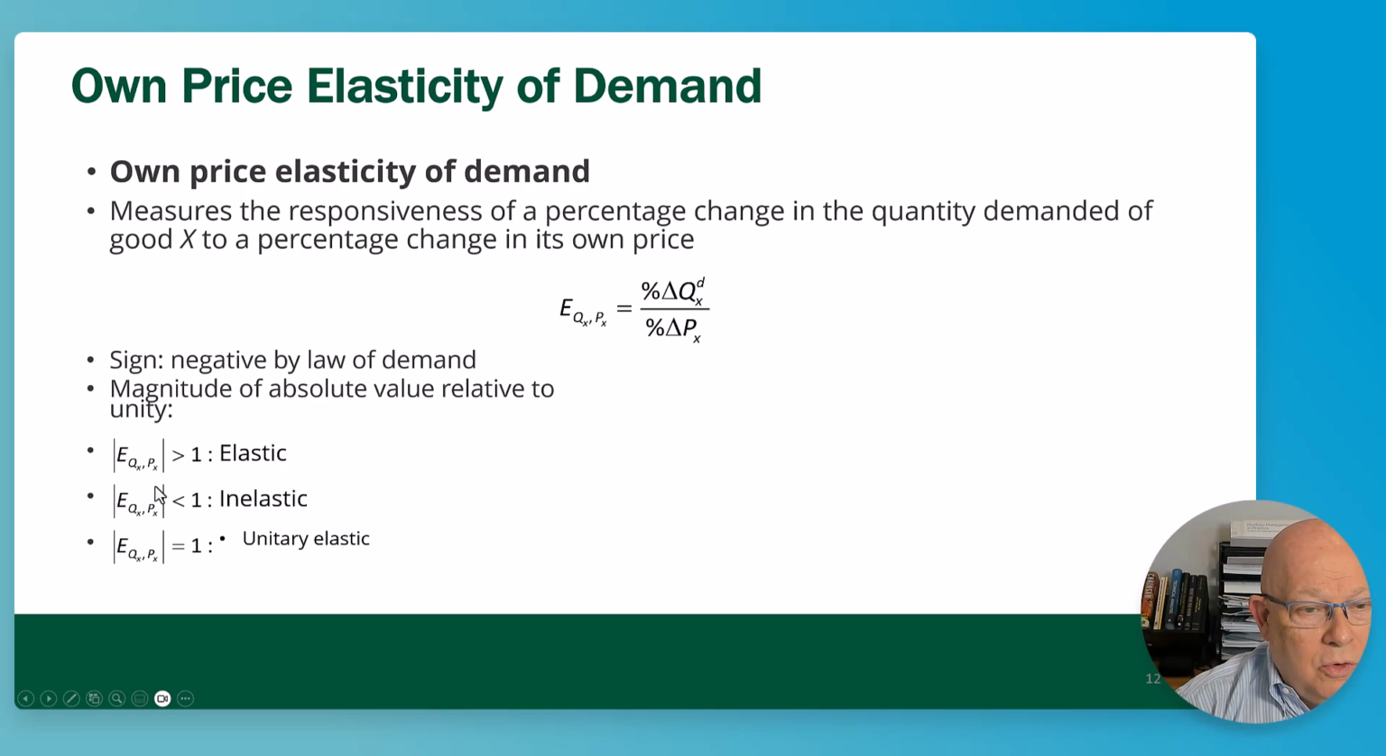The magnitude, we take the absolute value. If it's greater than 1, then we call it elastic. If it's less than 1, we call it inelastic. It moves, but not to as big an amount. And if it's equal to 1, we call that unitary elasticity.